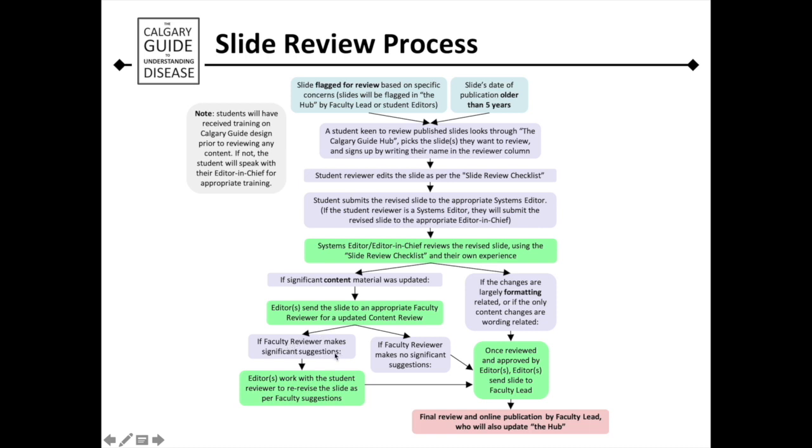If the faculty reviewer makes significant suggestions, then the editor will work with the student reviewer to revise the slide as per the faculty member's recommendations. If the faculty reviewer makes no significant recommendations, or if the changes that the student reviewer did are largely related to formatting, or if the only content changes are wording related, then once the slide has been reviewed and approved by the editors, they can then send the slide to the faculty lead, myself. I'll give it a final look and update it online. I'll also update the hub to make sure that the slide becomes unflagged so that we don't duplicate work.